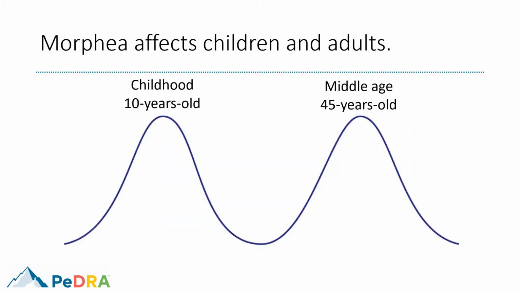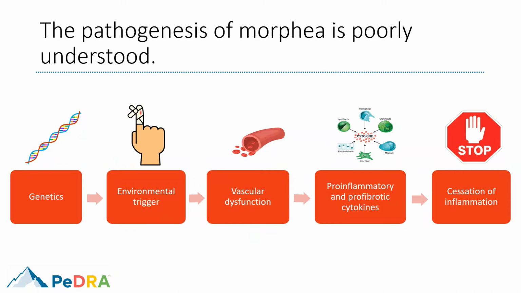Morphea affects children and adults with two peaks of onset, one around 10 years of age and one around 45 years old. The pathogenesis of morphea is poorly understood. It is thought that there is some form of genetic predisposition, which then gets triggered by something such as injury to the skin, resulting in abnormalities of the blood vessels of the body, and then the release of proteins in the body that cause inflammation and fibrosis. And ultimately, this inflammation dies down and then morphea becomes quiet again.